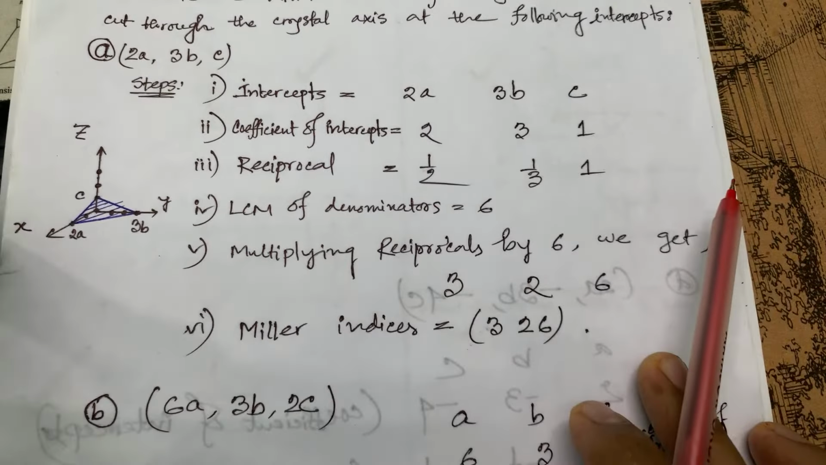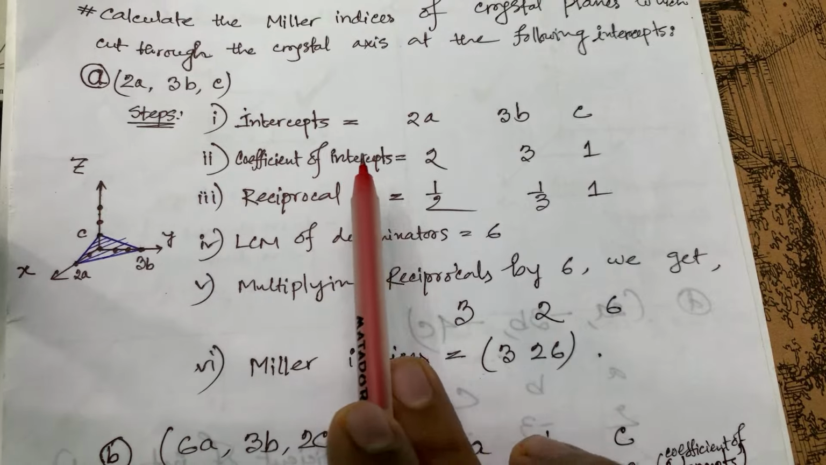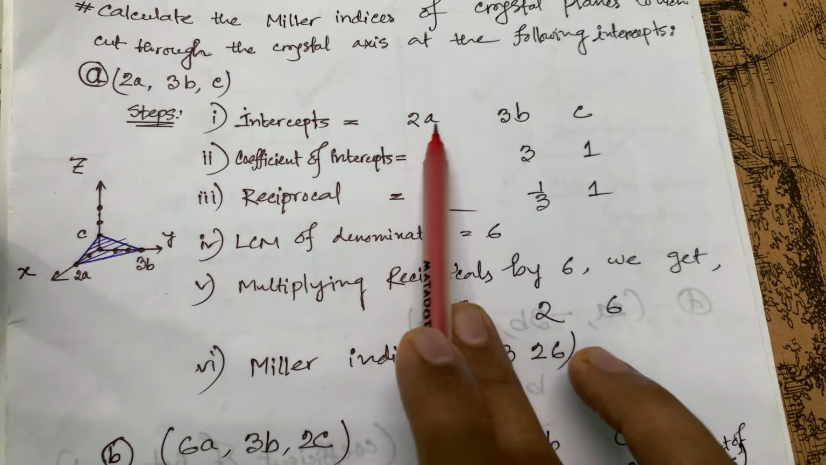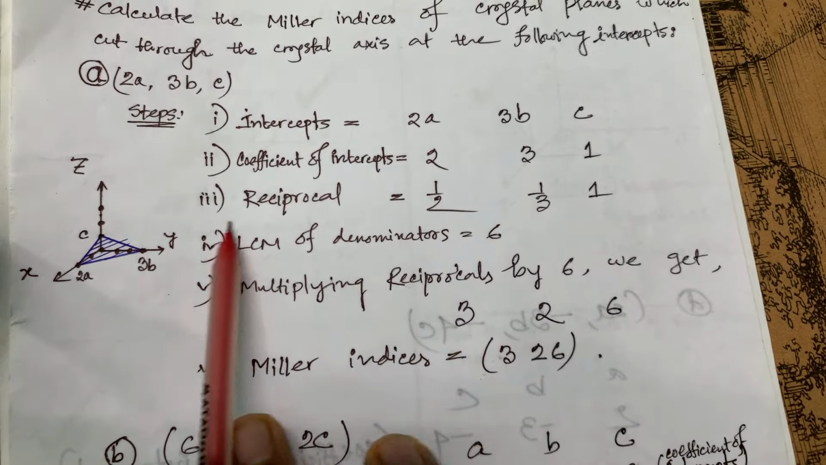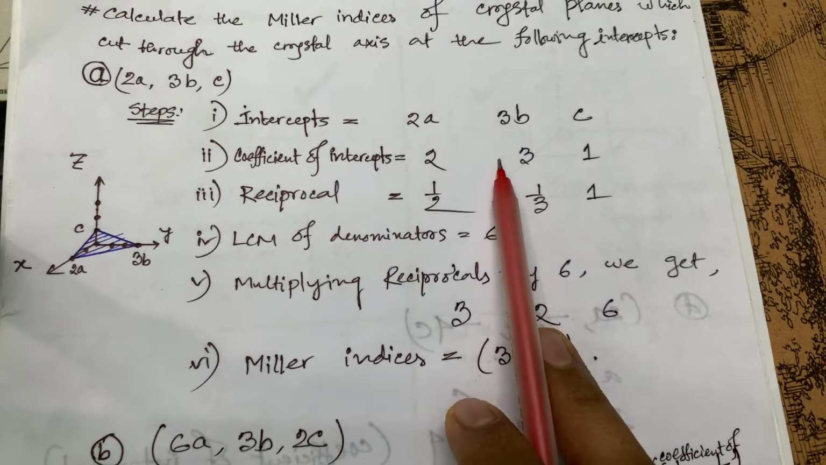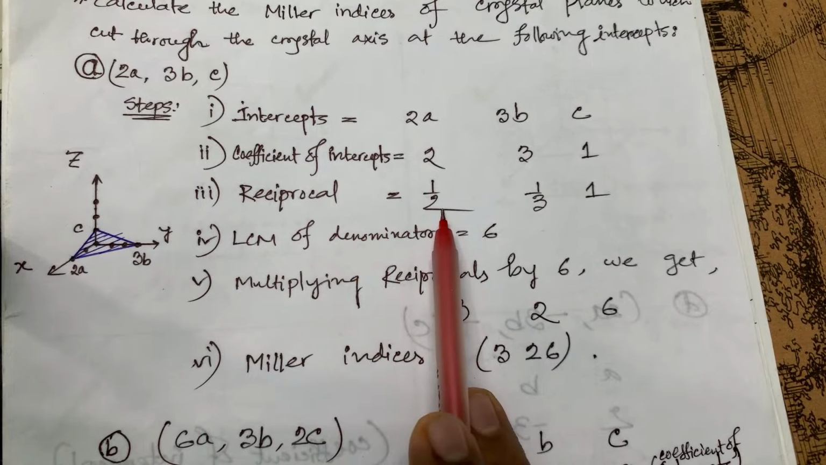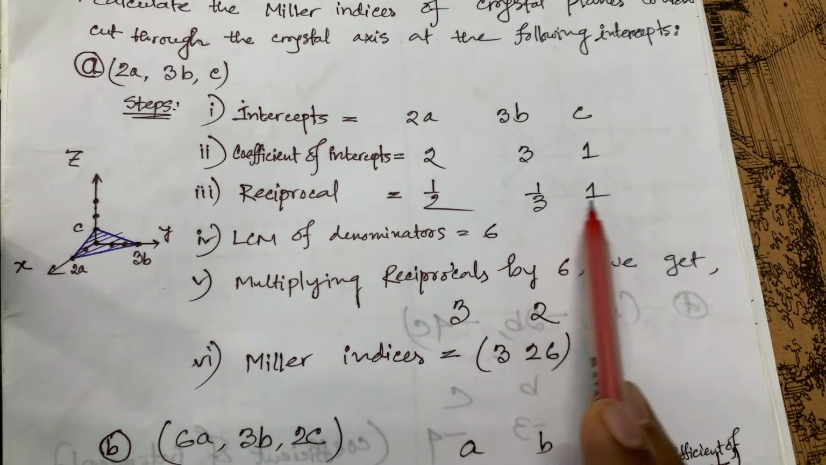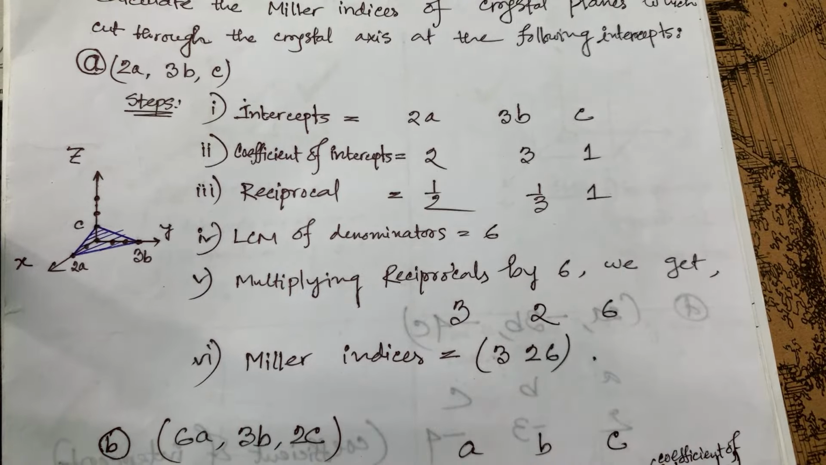So anyway, let's move on. What do we do next? We only take the coefficients: the coefficient of 2a is 2, of 3b is 3, and of c is 1. And then we take the reciprocal. Remember guys, we already did this kind of calculation in the earlier examples. So we have reciprocals equal to half, 1/3, and 1. The reciprocal of 2 is half, of 3 is 1/3, and of 1 is 1.